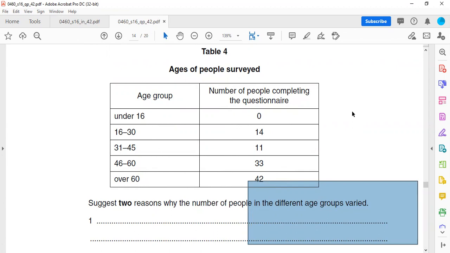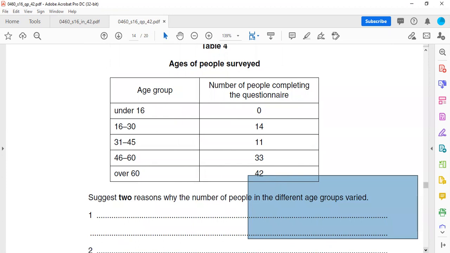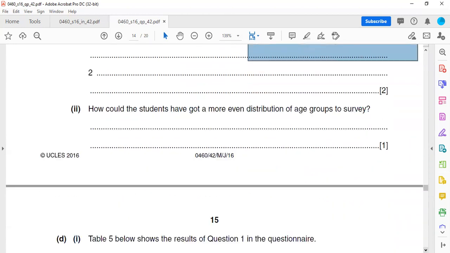Because people under 16 will be going to school. You said what? I think they'll be in school. Yes, the age group under 16 will be in school between 10 and 12 on a working day. Yes, so let me just run through this. They are in school. People are working. The over 60 are retired, so they have time to shop. So they are the ones around there. Okay, let's run quickly. How could the student have got a more even distribution?